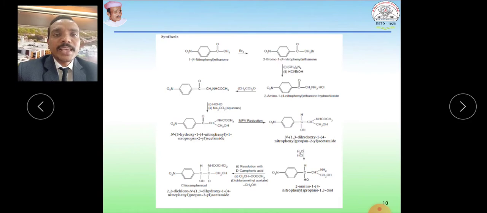This is a synthetic scheme for chloramphenicol, with the starting material 1,4-nitrophenyl ethanol.